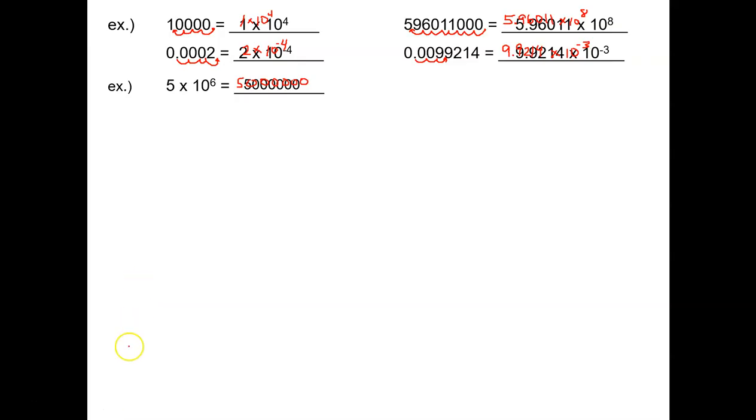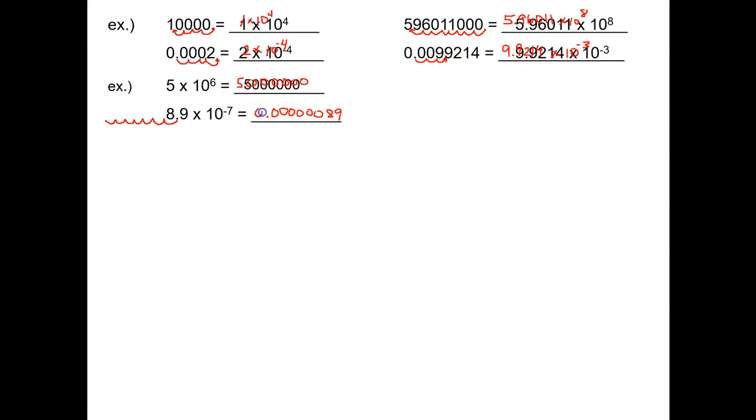Let's try another one. 8.9 times 10 to the negative 7th. What do we do with this decimal point here? Well, I have to move it 7 places, but I want to make this number smaller than 1. So I'm going to move it back this direction. So here's 1, 2, 3, 4, 5, 6, 7 places. So notice that's going to take my decimal point all the way back, and then I'm going to have 1, 2, 3, 4, 5, 6, 7 places, and then I still have that 9.